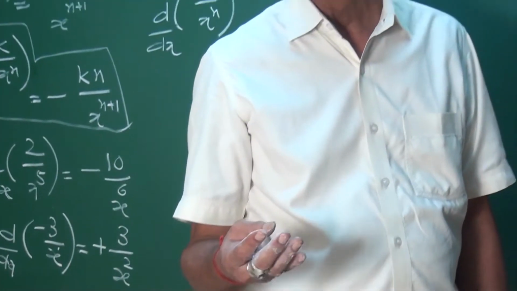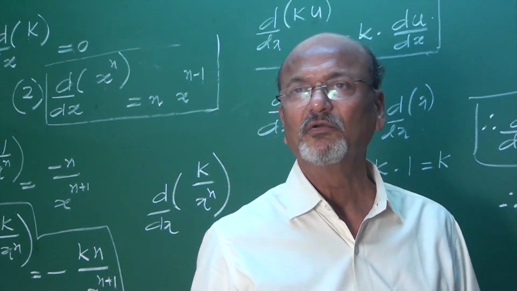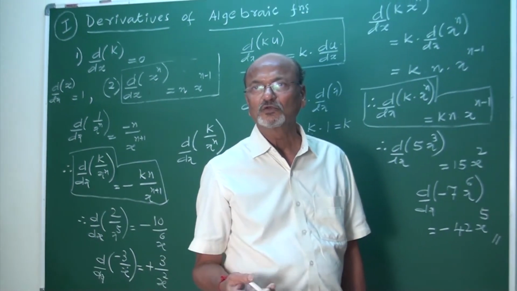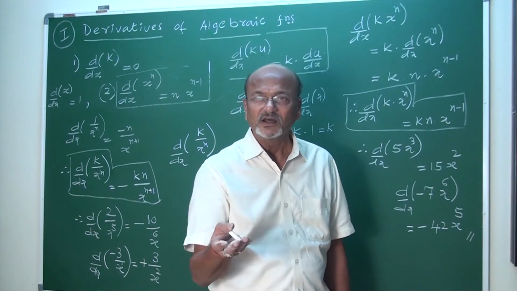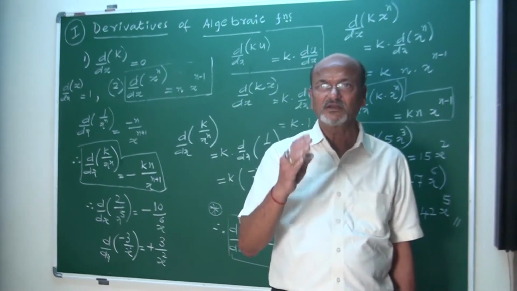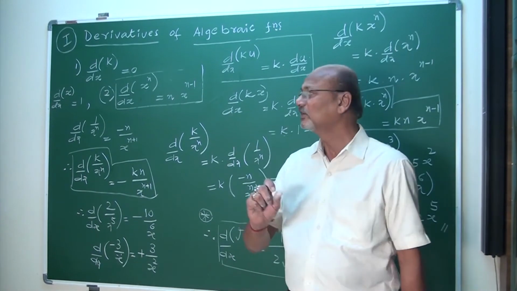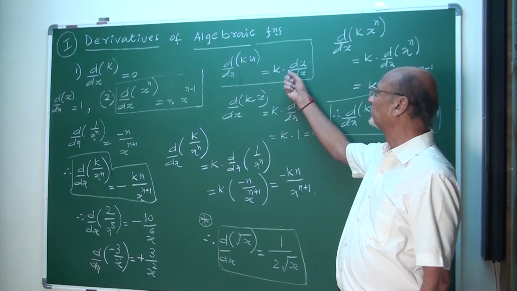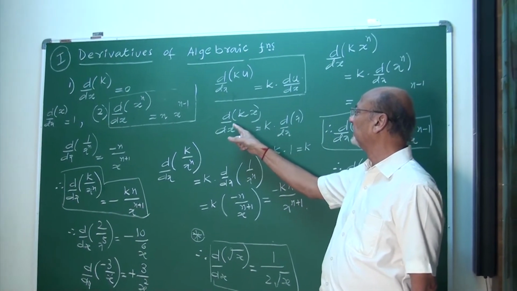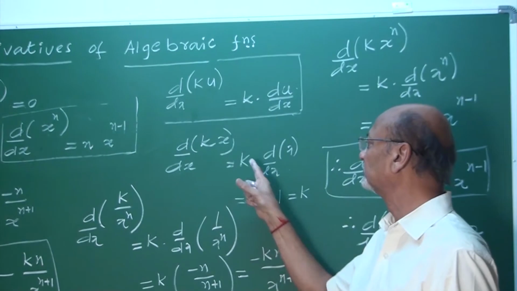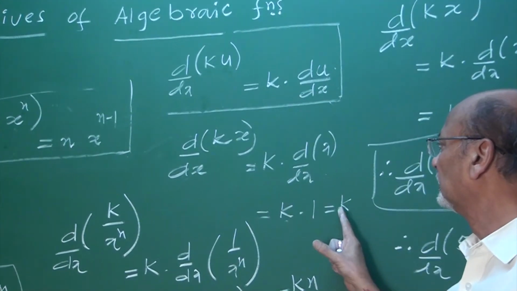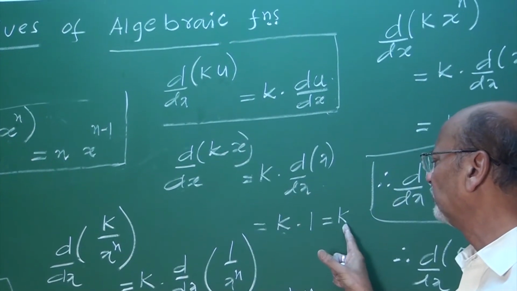By making use of the known things, what is known? The derivative of x is 1. The derivative of x to the power n, and of 1 upon x to the power n, are the same as before. By making use of the property, the derivative of ku is k into du by dx. So the derivative of kx is k itself. So the derivative of 5x is directly 5.